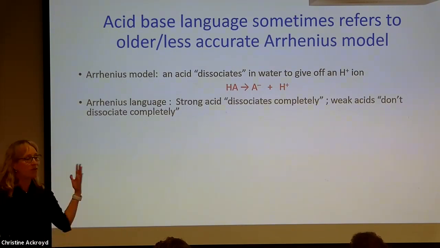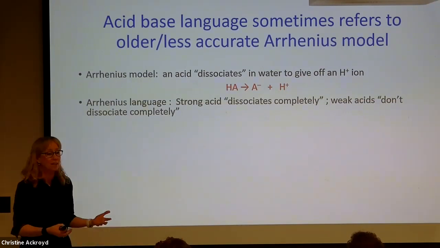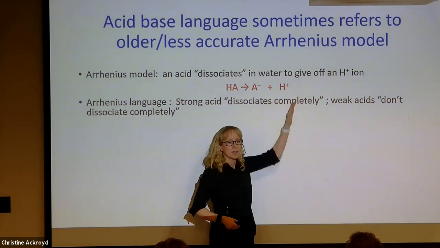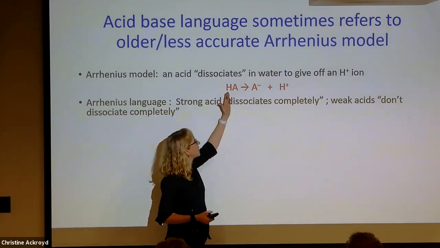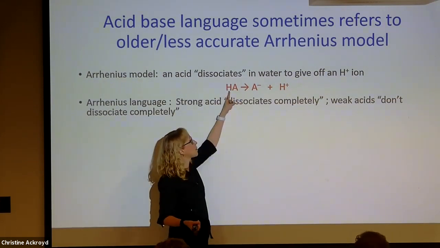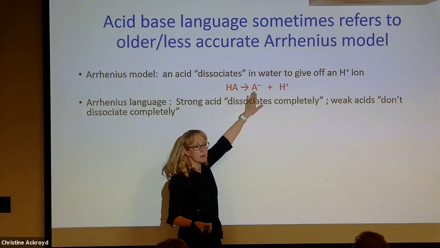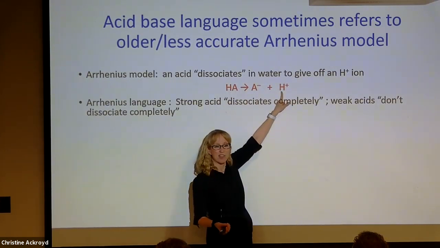Okay, so Arrhenius said, when you dissolve an acid in water, it produces what he called H+. So the language that Arrhenius used, he said, an acid dissociates in water or comes apart by giving up the proton. The acid gives up the proton to form what we now would call the conjugate base. And he called it floating protons.